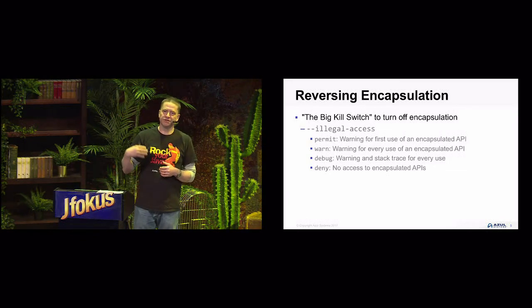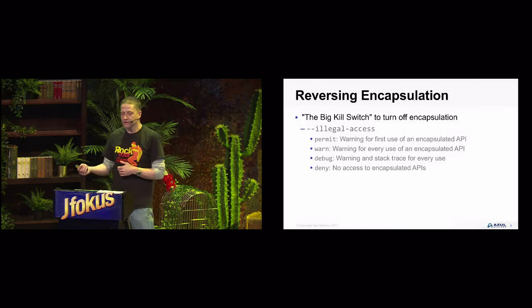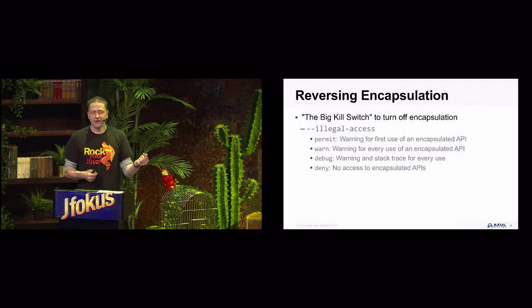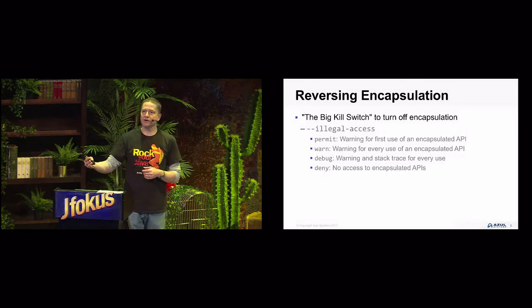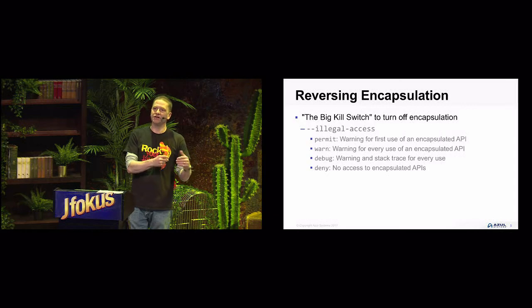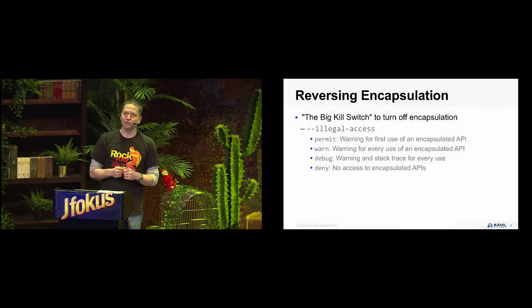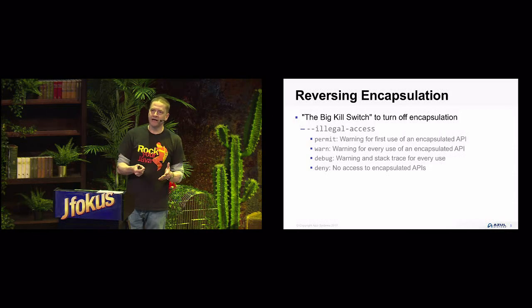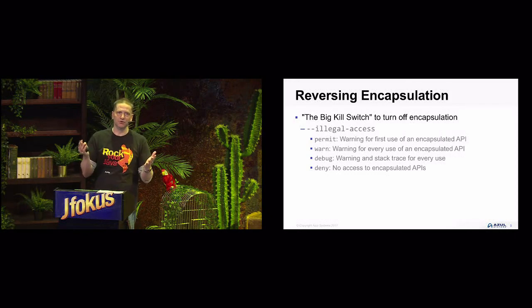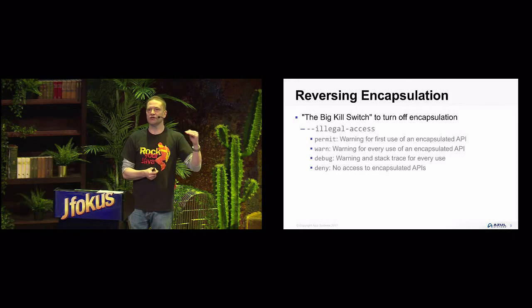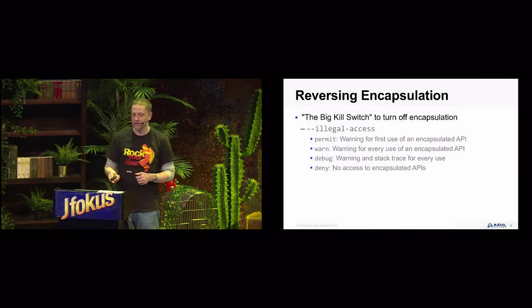If you want more information, you can dial that up a bit. You can go to warnings and use the warn version of that. That will then give you a warning message every time you use an internal API. If you want even more information, you can go to debug, and that will give you a warning message every time you use an internal API. Plus, it will give you a stack trace so that you can see how you got to the point of using that particular class or method. The last option is deny, and that's what is intended to be the default in the future. Not sure when that will become the default, but that's when it turns off the idea of access to the encapsulated APIs.